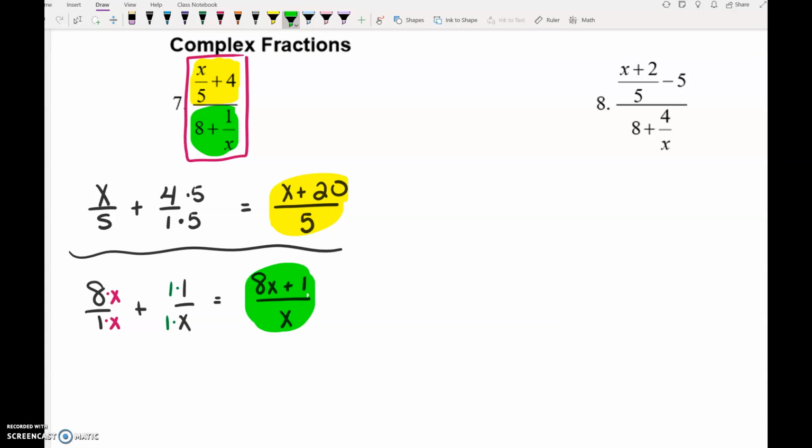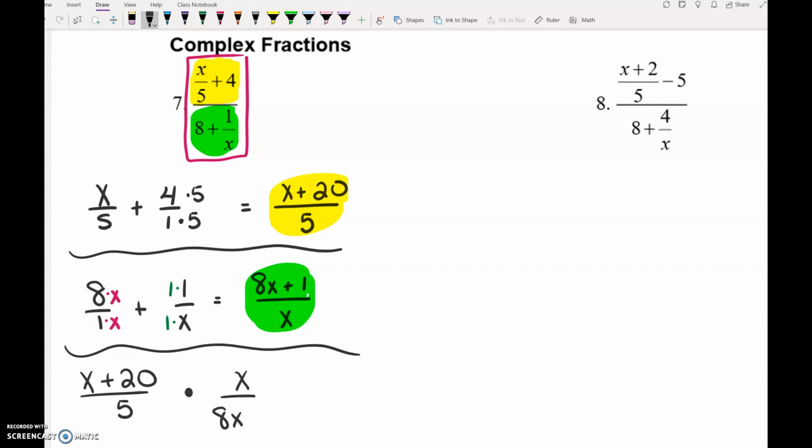Now what we have is a division problem. Yellow divided by green. So we're going to keep the first fraction the same, change the sign to multiply, flip the second fraction. And this just becomes x times x plus 20, because why would we multiply that together if it's nicely factored out, over 5 times 8x plus 1. And that would be our final answer.